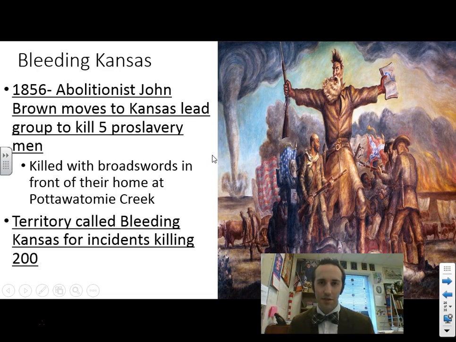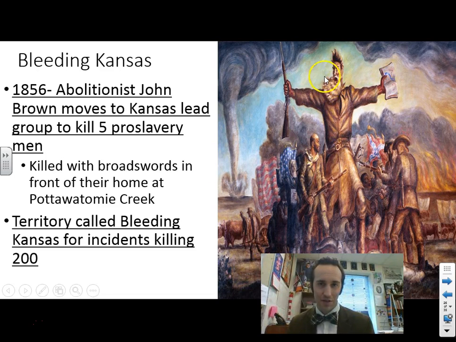So you've got people ready to fight on both sides, pro-slavery and anti-slavery, moving into this single state. This becomes the early battleground. Abolitionist John Brown moves to Kansas and leads a group, mostly his own family, to kill five pro-slavery men. They're actually killed with swords, chopped up in their own front yards at Pottawatomie Creek.